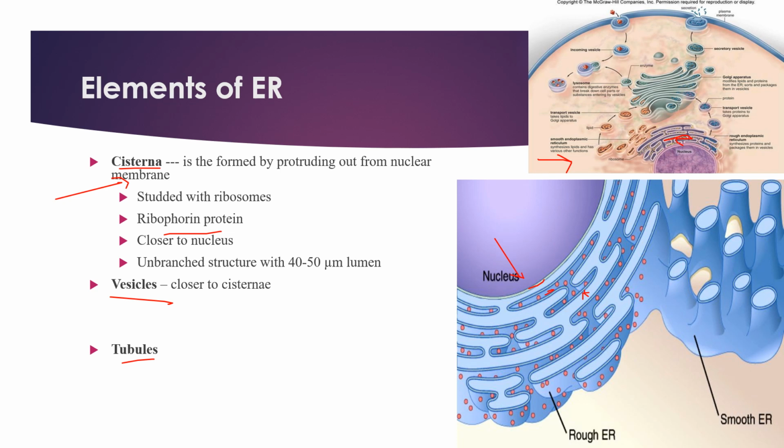Next is vesicles. Vesicles are closer to cisterna. As you can see in this diagram, these are the vesicles, and these vesicles are closer to cisterna. They are round in shape, as you can see, this vesicle is round in shape, and the diameter of the lumen of vesicle is 50 to 500 micrometer.